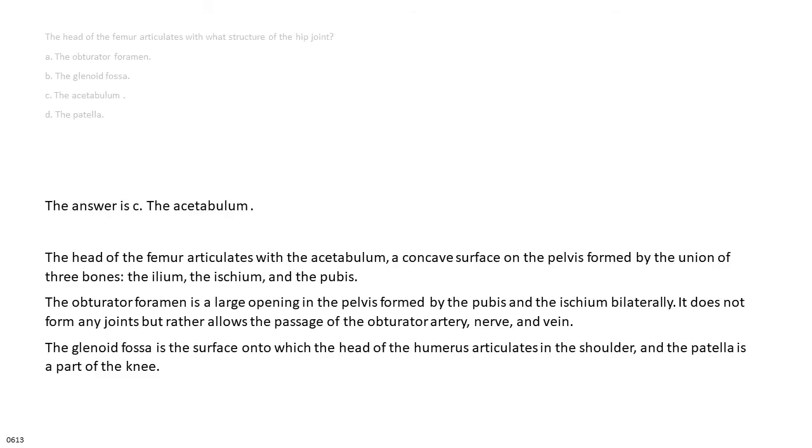The answer is C. The acetabulum. The head of the femur articulates with the acetabulum, a concave surface on the pelvis formed by the union of three bones, the ilium, the ischium, and the pubis.